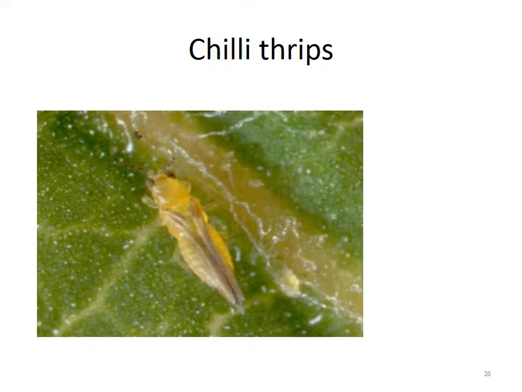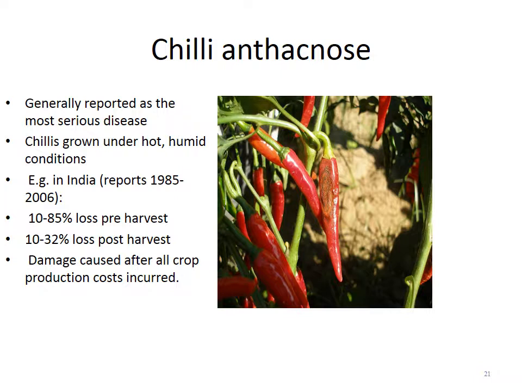The major problems in chili: one of the problems is chili thrips. Among diseases, chili anthracnose is generally reported as the most serious disease and occurs under hot humid conditions. A 10 to 85% loss per pre-harvest is observed if it emerges before the harvest. If it occurs in the post-harvest condition, a 10 to 32% loss is expected. Damage is caused after all crop production costs are incurred.